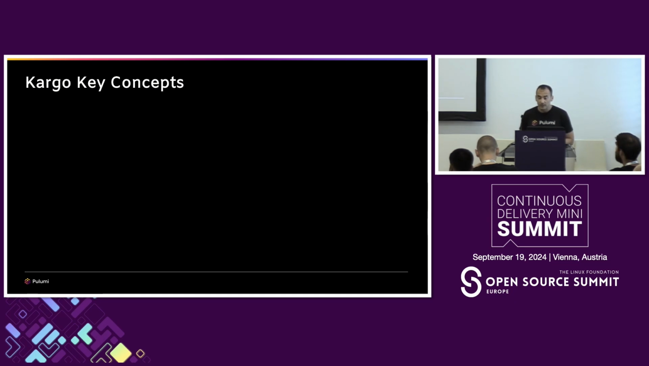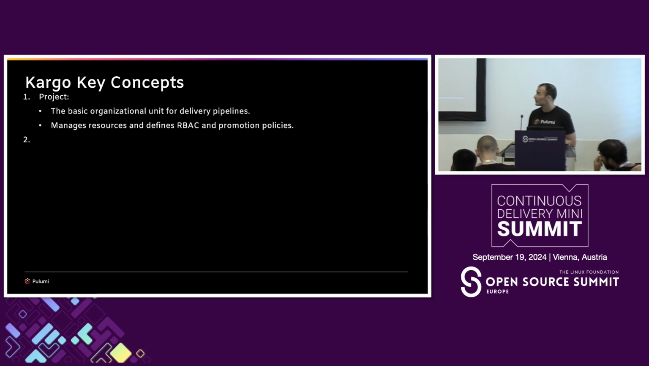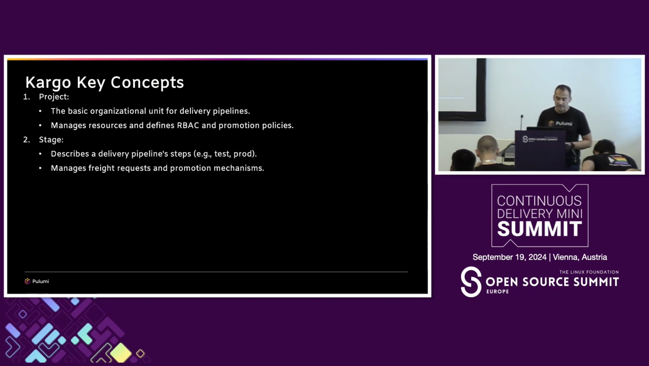So some of the key concepts, because it's not a tool if it's not introducing some definitions to override some existing ones. So Kargo key concepts, and as you will see in the demo, it's the project. Project is your organizational unit, and you can attach some resources and RBAC and promotion policies to your project. A stage describes your delivery pipeline step.